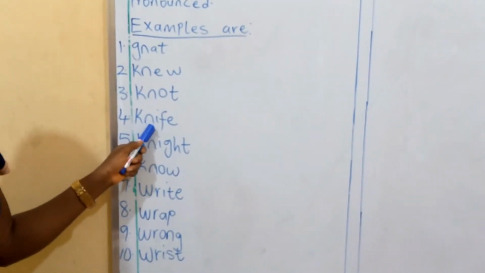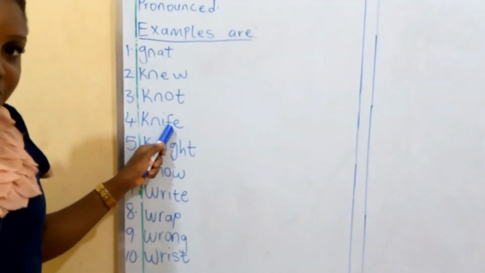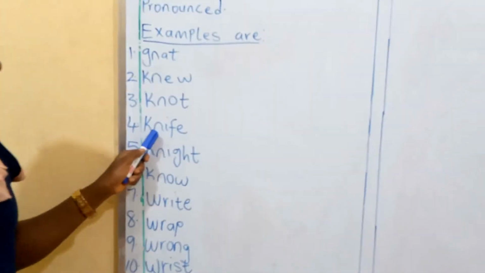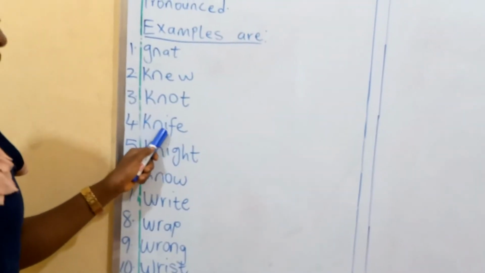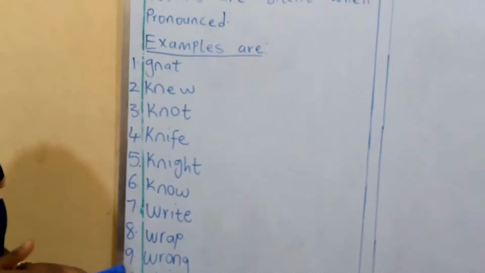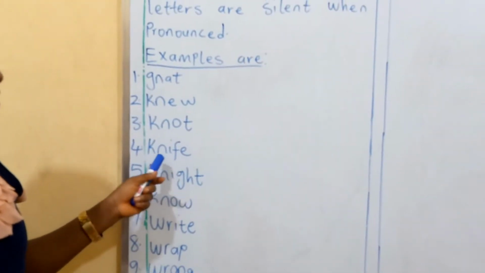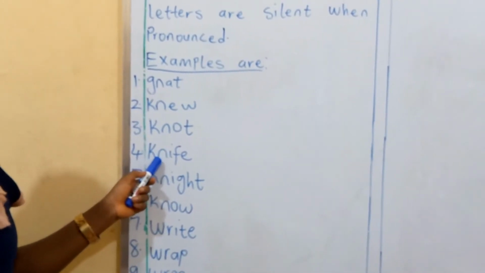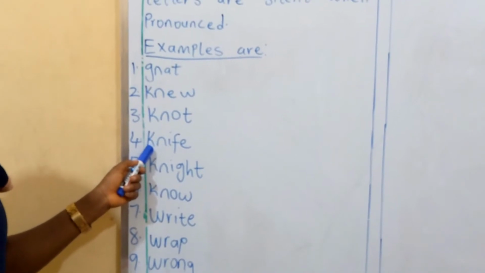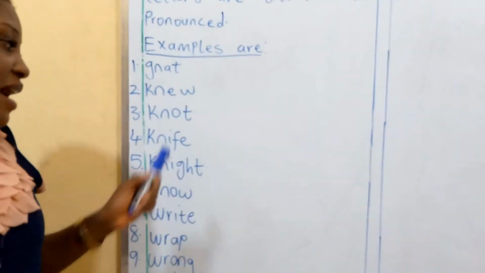Let's start from here and say it together. Knife, knife, knife. So what's this? Knife. Mommy usually uses it to cut something. Should you play with this? No, you shouldn't. So number 4 is knife. Did we sound the K? No, we didn't, because it is a silent letter.